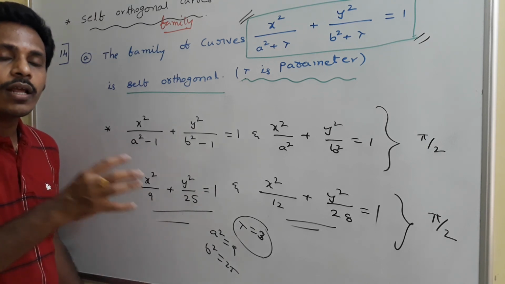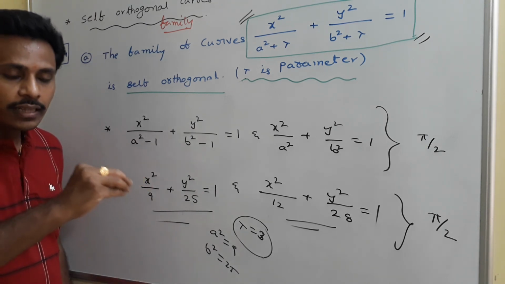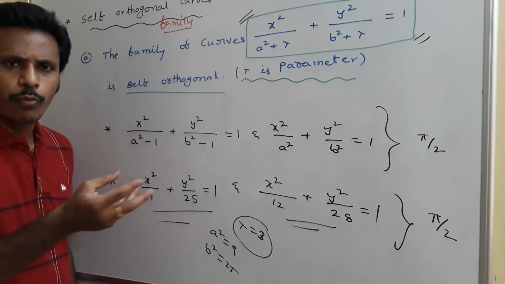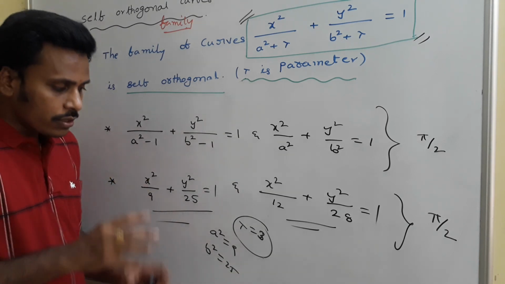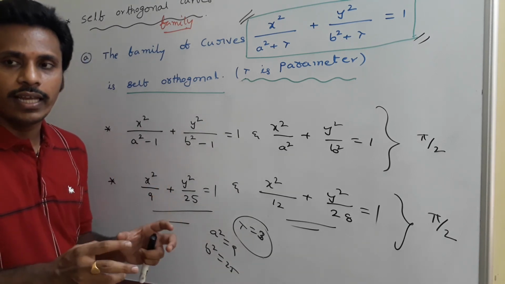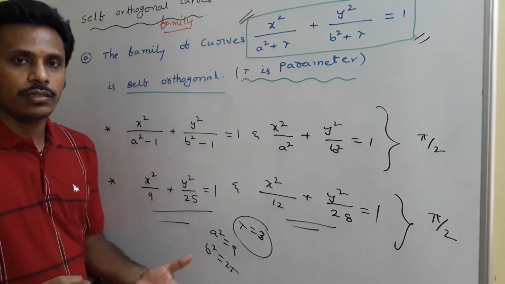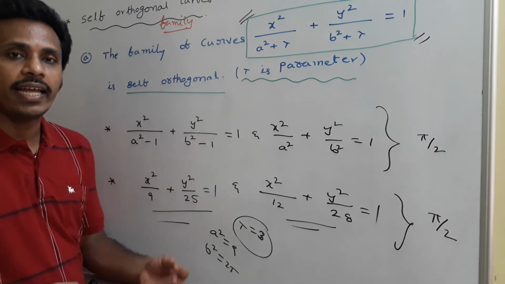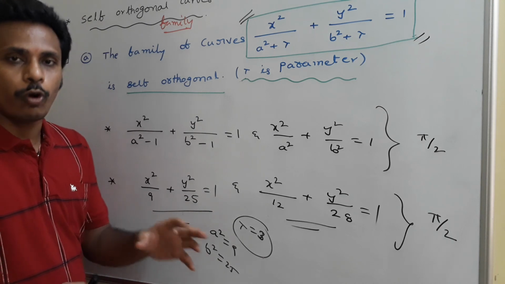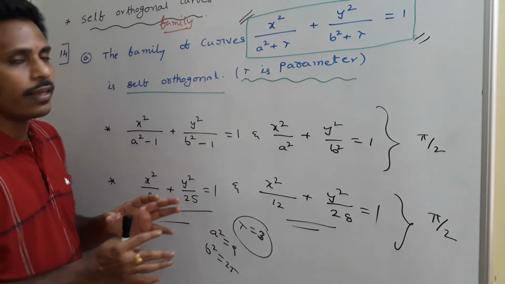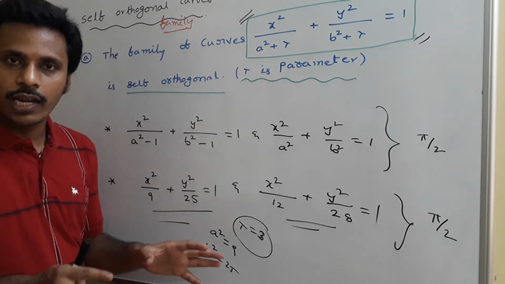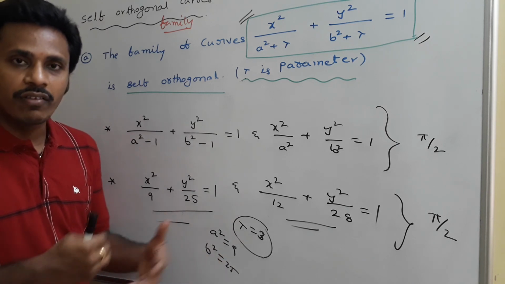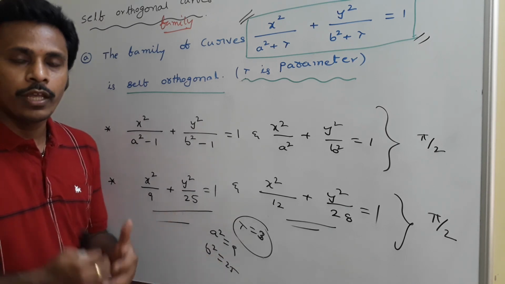Already we know the way of finding the angle between two curves. But if you memorize certain theorems, certain properties or statements, and you are clear about those ideas, you can easily find the angle between curves with those properties. Now that's enough about self-orthogonality, and then I will discuss common tangents. You just have a look.